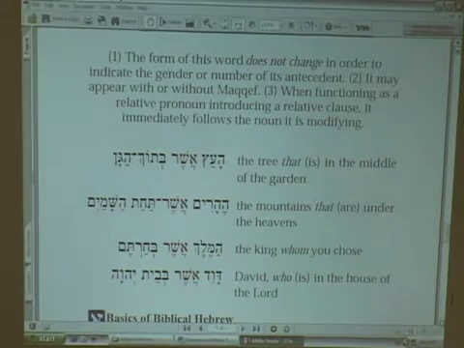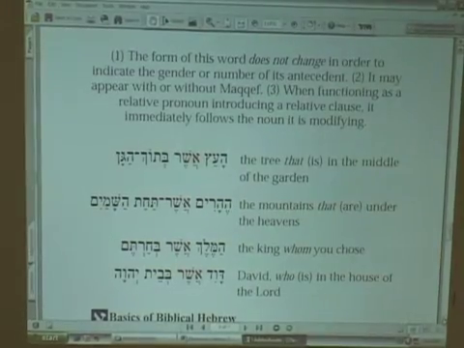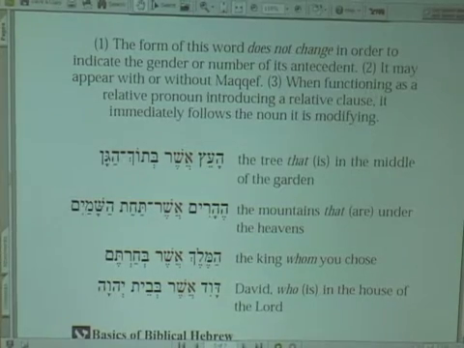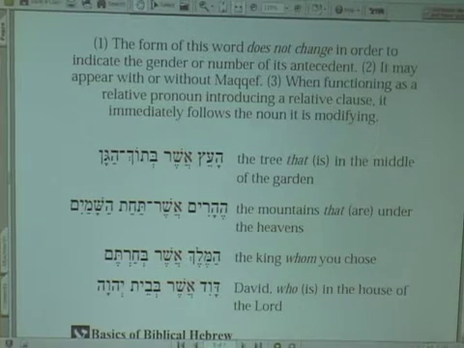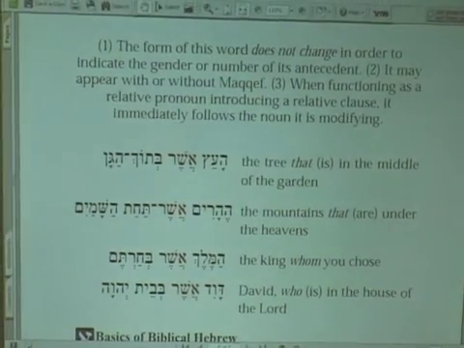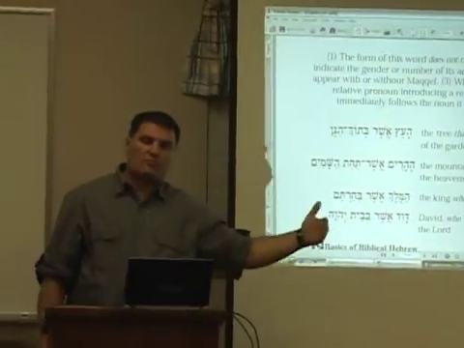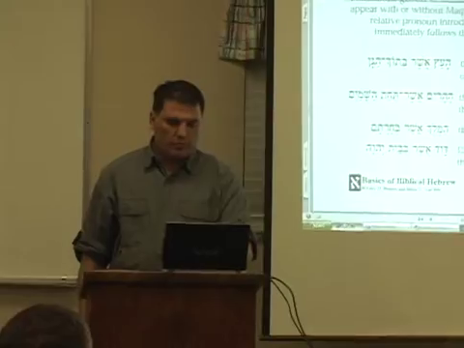What's interesting to know about this word is that it does not change the form when it appears in the sentence. It does not change the vowel pattern. It just appears as it is, asher, in every context. It doesn't change to indicate gender or number or anything. It just appears as it is in the lexical form. It may appear with or without makef. What is makef? A little horizontal line, which will join asher, the one which, let's say, or the man which. And here are the examples.